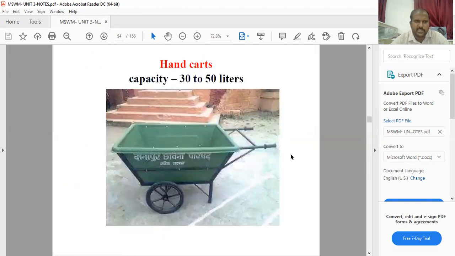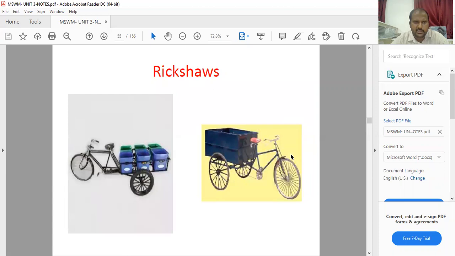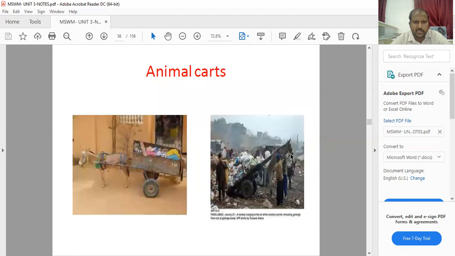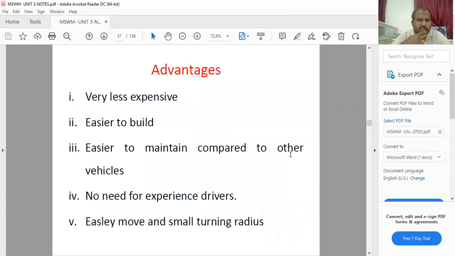These are some examples of handcarts. It has a capacity of 30 to 50 liters. And this one is rickshaws. And this one is animal carts. The advantage of this type of vehicle is that it is very inexpensive, easier to build, and easier to maintain compared to other vehicles. No need for experienced drivers. They move easily and have a small turning radius.